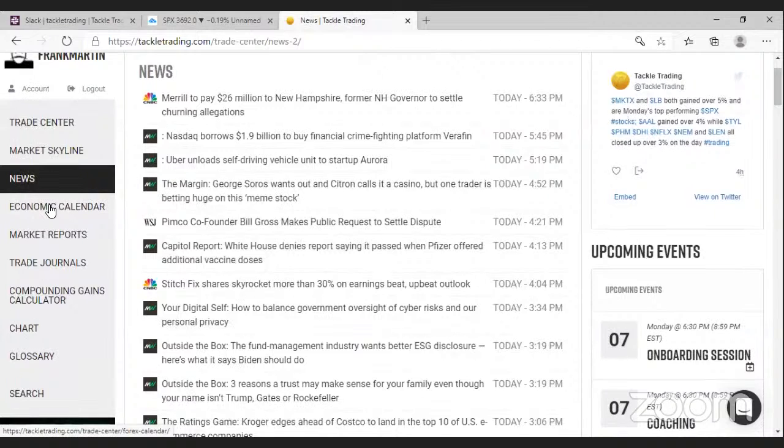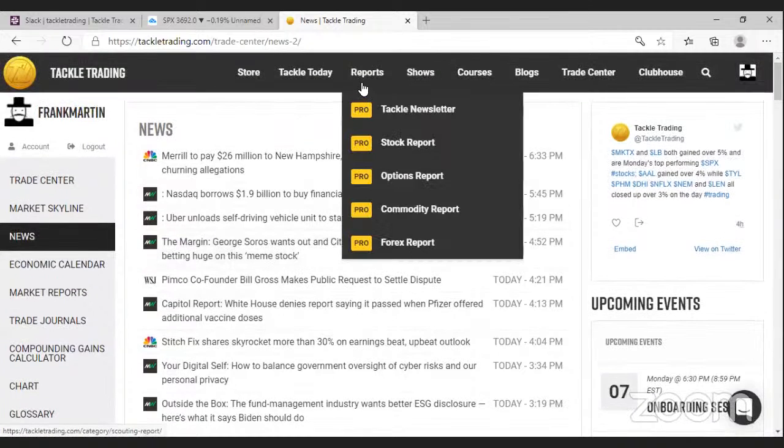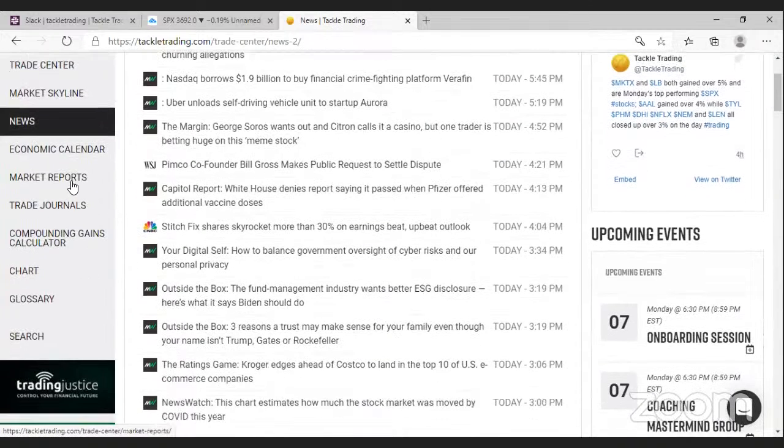All right, so you can see what the economic calendar looks like today or this week. Another link to our market reports, which you can also find up here, and we'll talk about here in a few. You can find that in here.